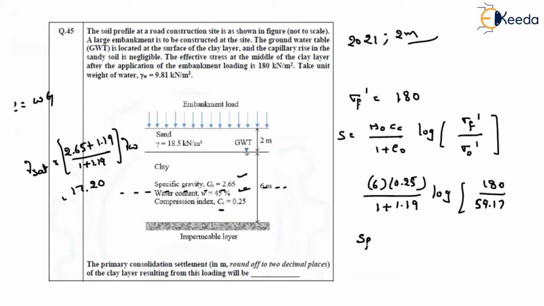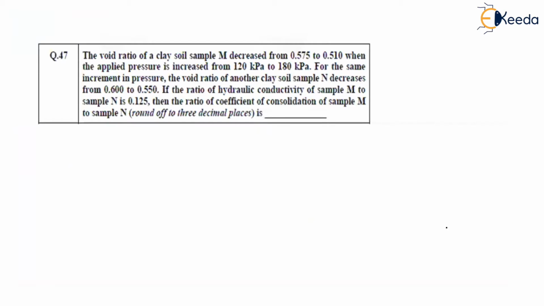So here it is 59.17. If you solve this, this is your primary consolidation settlement, and you will get a value of around 0.325. Right? So this is also a direct formula-oriented question. Nothing to think about it. Move on to the next.